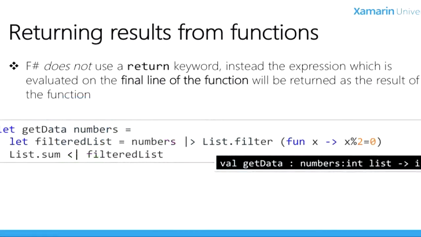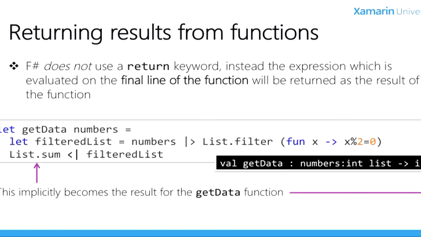And when you create a function in F#, there's no explicit type definition for the return value, and you don't have a keyword to define the return result. Instead, F# takes the final line of the function and then uses that value as the returning result. As an example, take this getData function defined here. It's a slightly modified version of the one we examined earlier, taking an input array, filtering it, and then returning the sum.